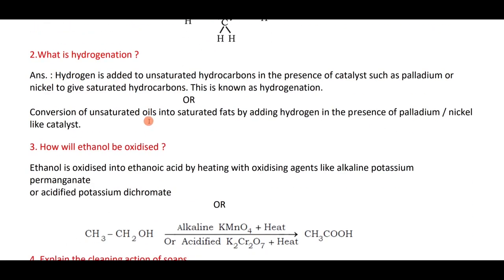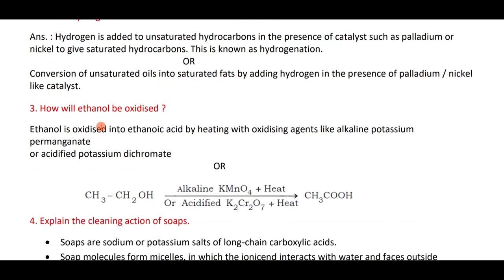What is hydrogenation? Hydrogen is added to unsaturated hydrocarbons in the presence of catalysts such as palladium or nickel to give saturated hydrocarbons. This is called hydrogenation. Conversion of unsaturated carbon compound to saturated carbon compound by adding hydrogen in the presence of nickel or palladium as a catalyst.